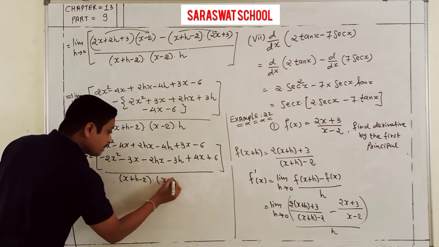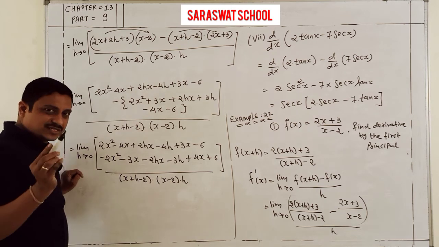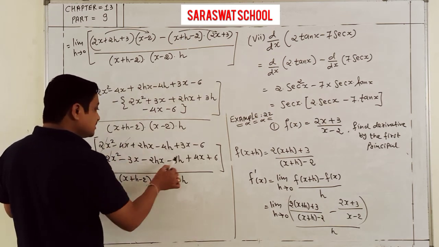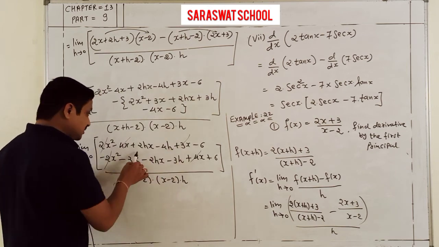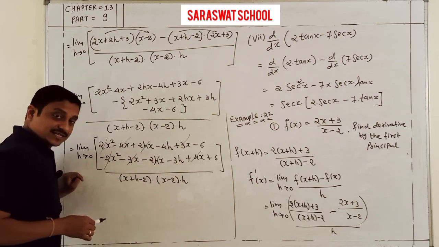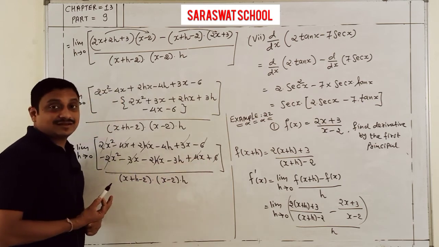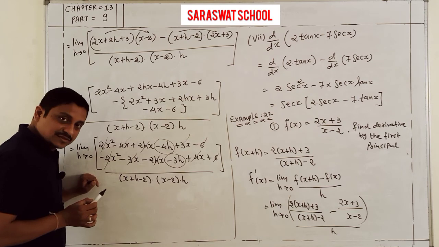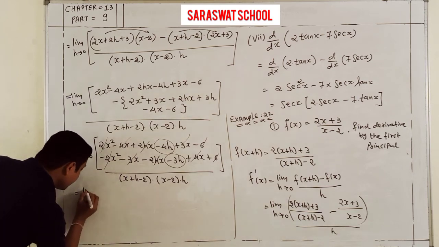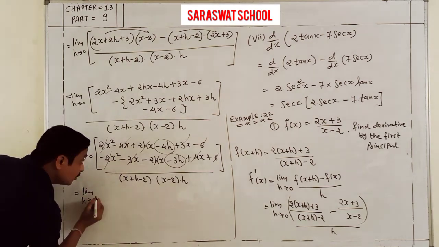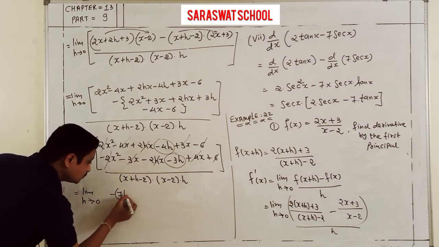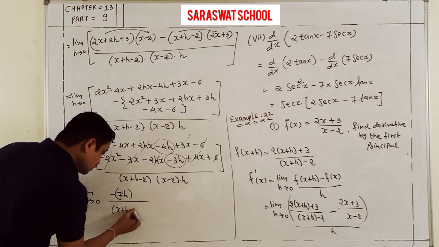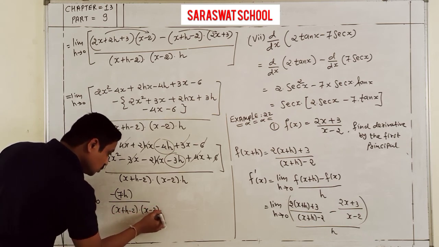This also same. Now you will just check this cancel. Also 4x with 4x cancel, 3x cancel, 2hx cancel, even 6x also cancel. You have only this and that remaining. So my remaining data: limit h tends to 0, minus 7h, upon (x + h - 2)(x - 2) with h.